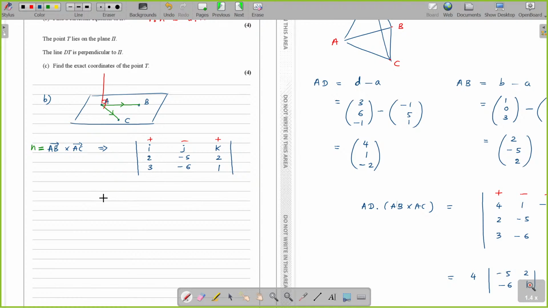Okay, so then it's going to be plus i times, remove the row and column with i. What do we get? Minus 5, minus 6, 2, 1. And then minus j times, remove the row and column with j. I remain with 2, 3, 2, 1. And then the next one, plus k times, if I remove the row and column, 2, 3, minus 5, minus 6, right?